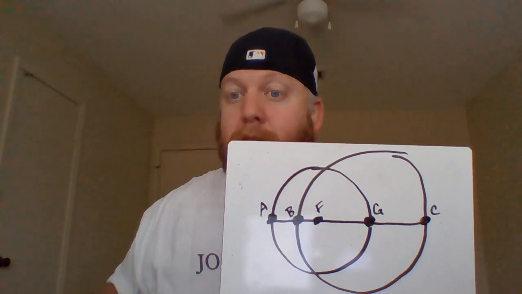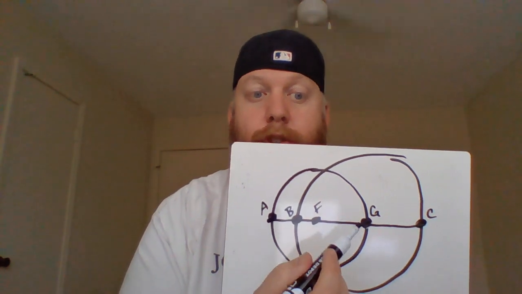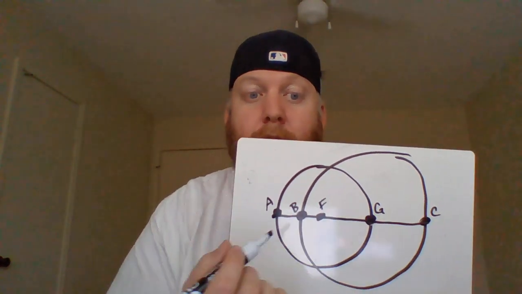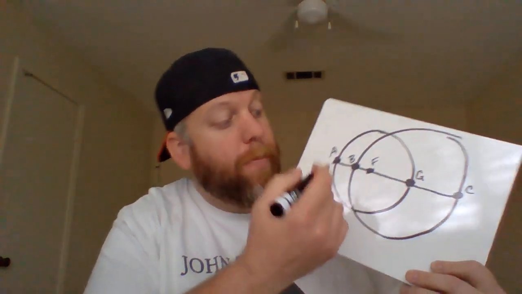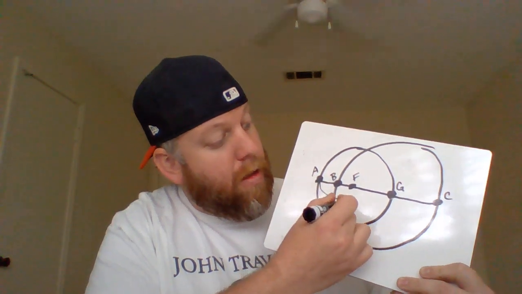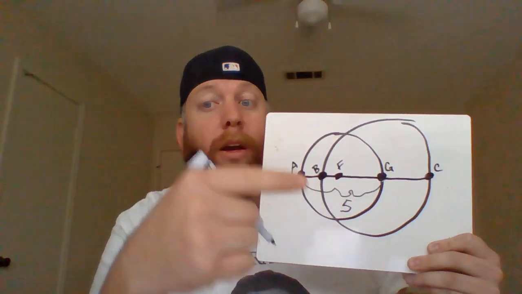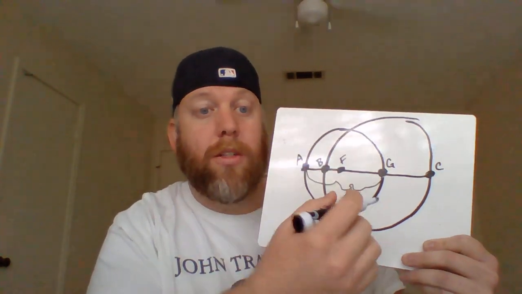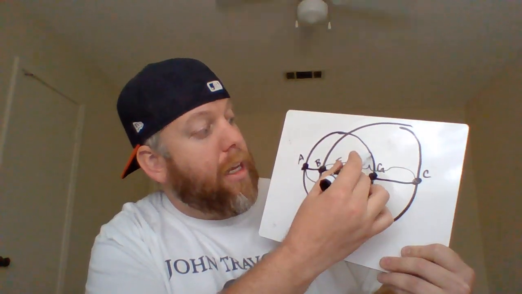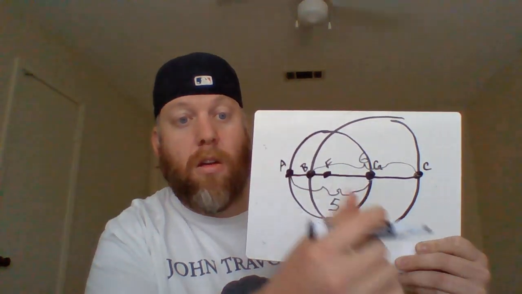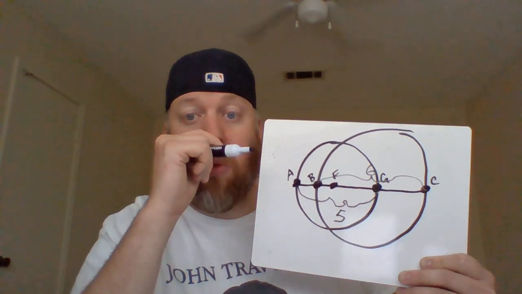All right. Now it tells us that the diameter of F, from A all the way to G, is going to be equal to 5 units. So from A all the way to G is 5 units. Now it says the bigger circle has a diameter of 6 units. So from B all the way to C is 6 units. Okay? So the diameter of the big circle is 6 units. The diameter of the small circle is 5 units. That's what we know so far.